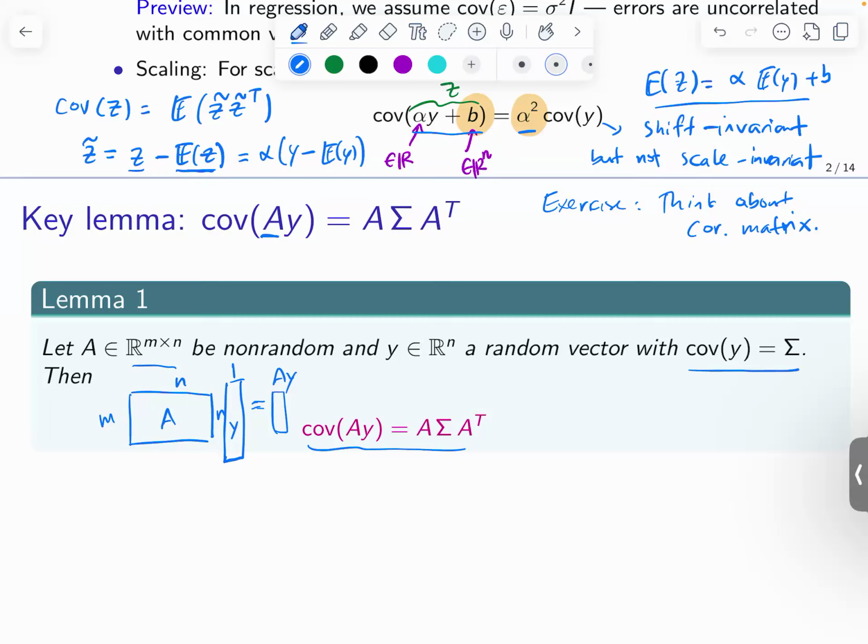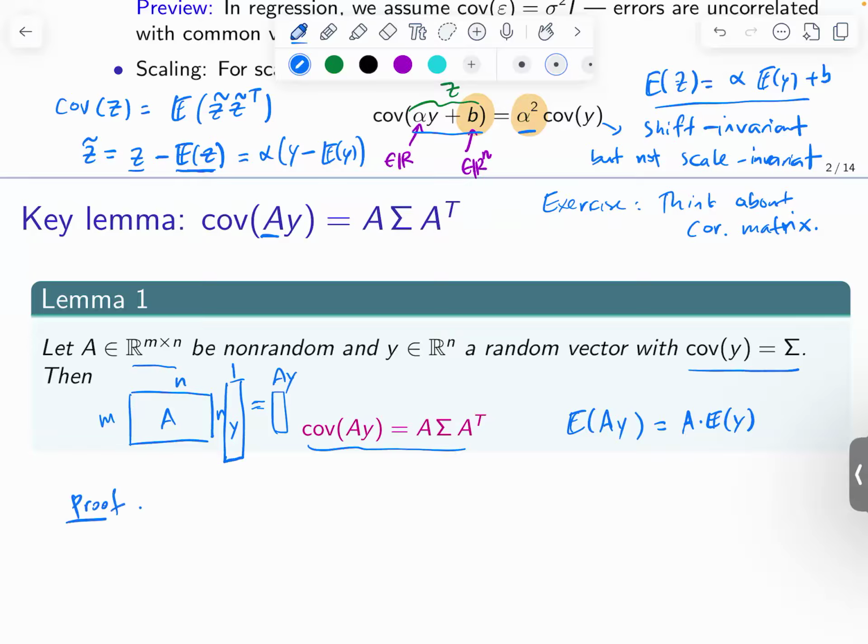So here it's a little bit more complicated than the expectation. If you recall, does anyone remember what the expectation of Ay was? Because y is random, it's A times the expectation of y. So here A comes out on one side and A transpose on the other side. It's a little bit more complicated.